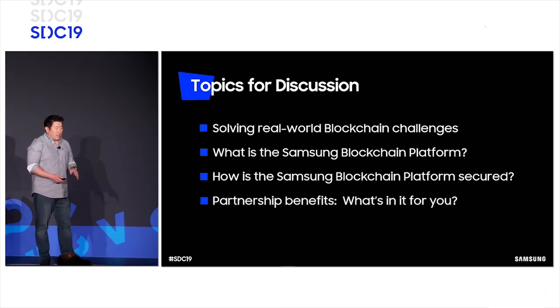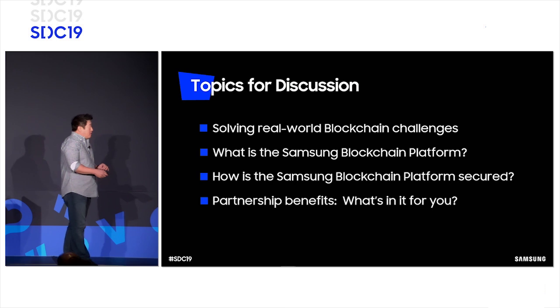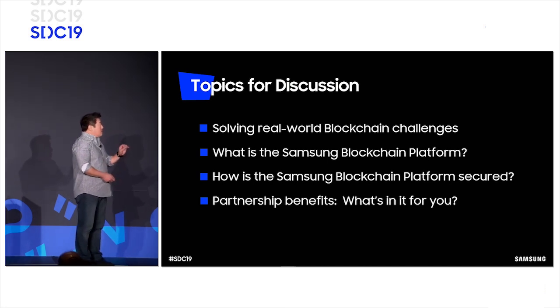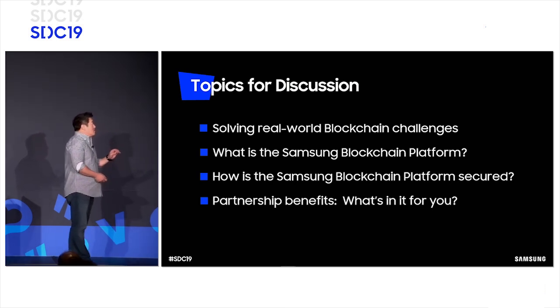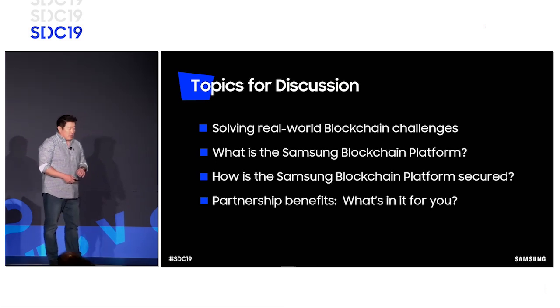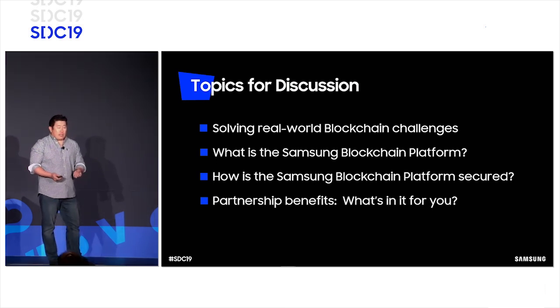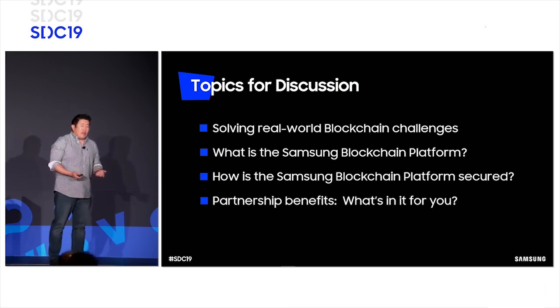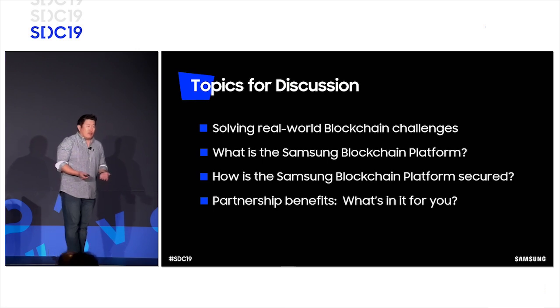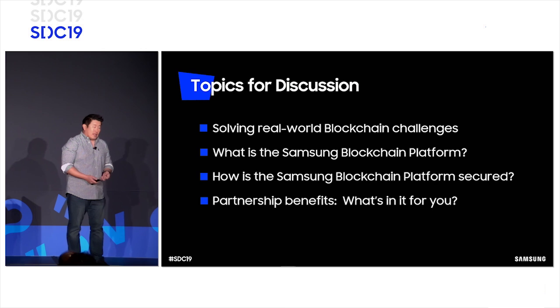So how are we going to do this? Well, we're going to do this by going over these 4 different things. We're going to try to understand how we can together solve real-world blockchain challenges. We're going to briefly discuss what the Samsung blockchain is, even though we don't have a blockchain per se, and how it is secured. Obviously, without security, there's no further discussion necessary. And then what's in it for you? Why do you want to partner with us?